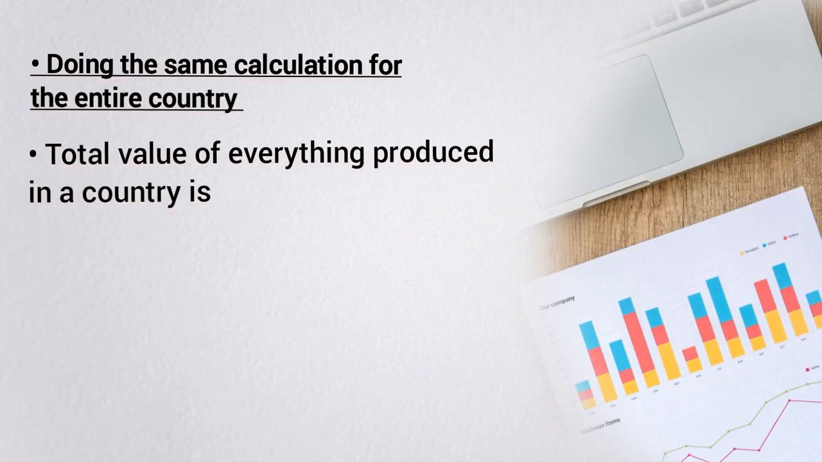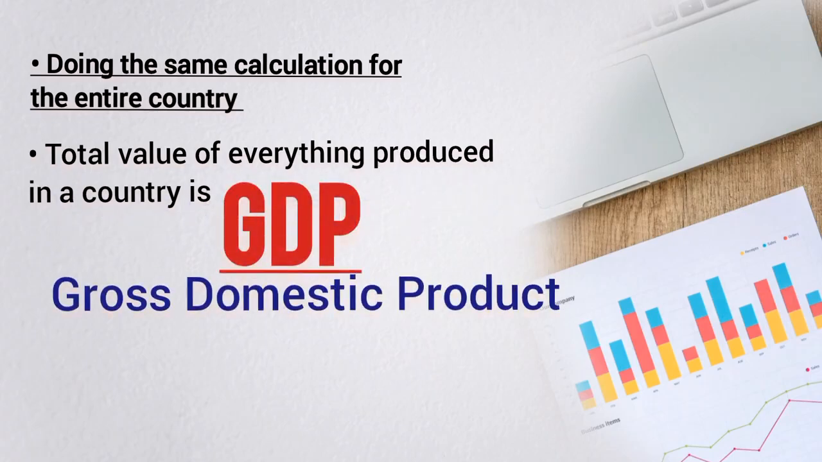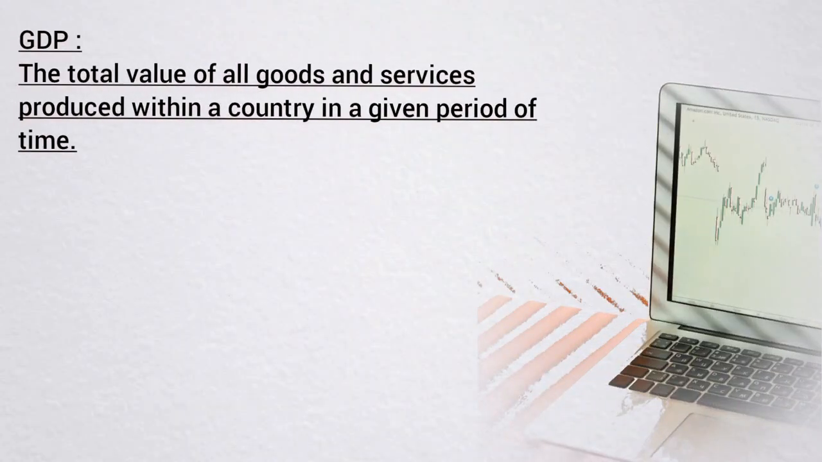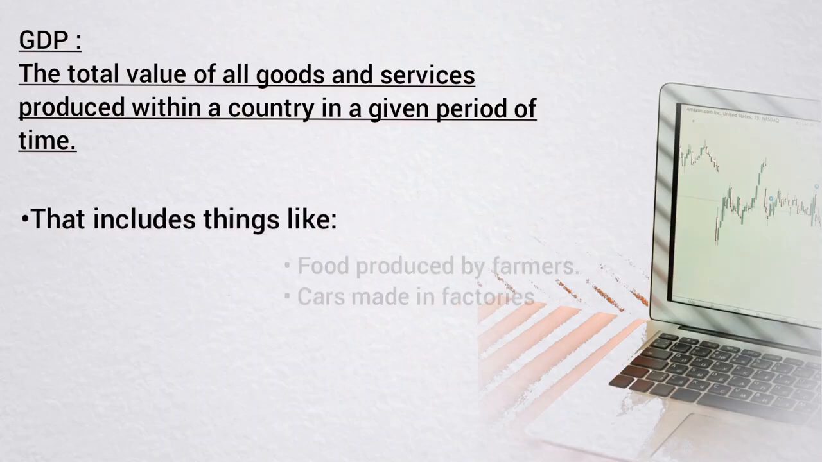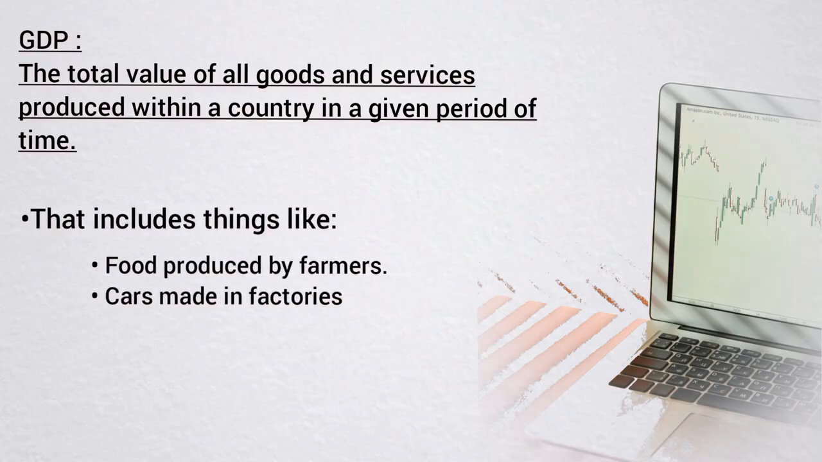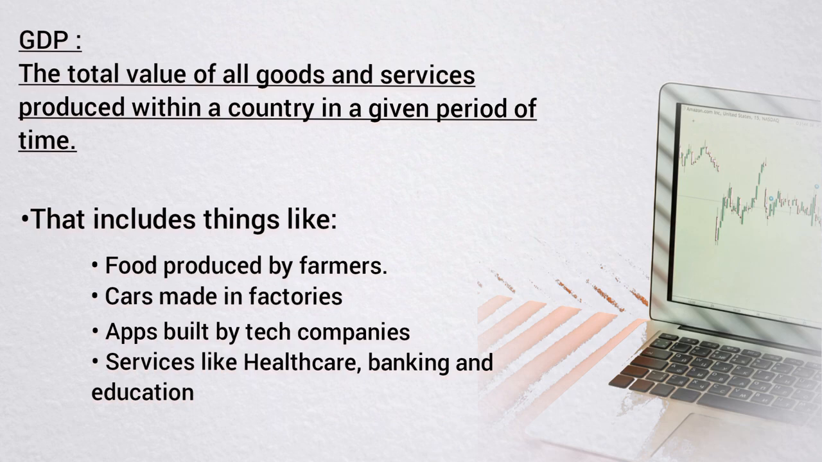That total value of everything produced in a country is called GDP, which stands for Gross Domestic Product. So, by simple definition, we can say that GDP means the total value of all goods and services produced within a country in a given period of time, usually a year or a quarter. That includes things like food produced by farmers, cars made in factories, apps built by tech companies, services like healthcare, banking, and education, etc. So, if production increases, GDP rises, and if production falls, GDP drops.